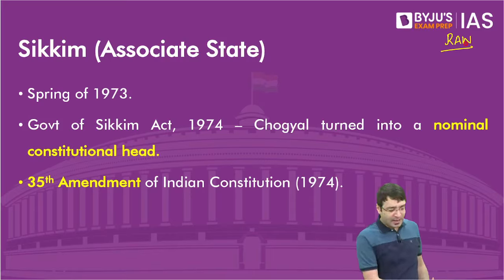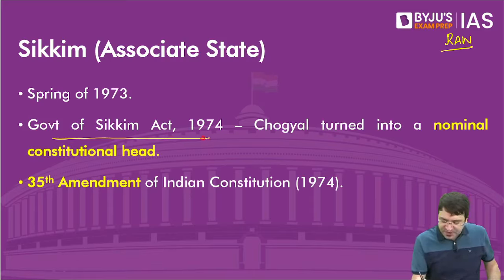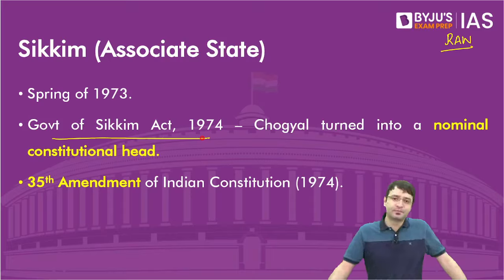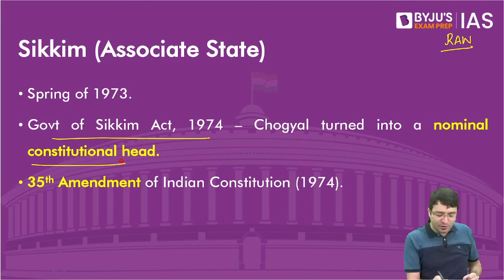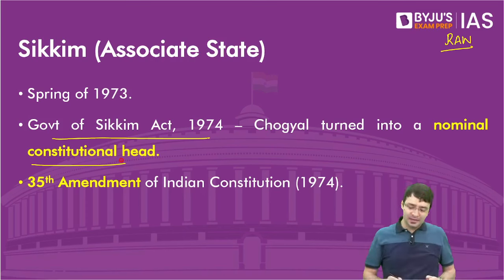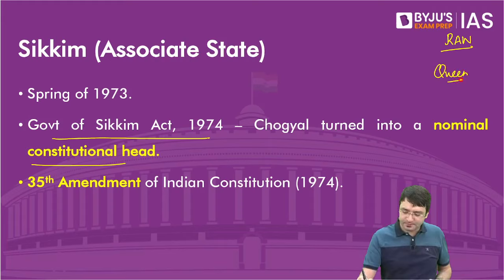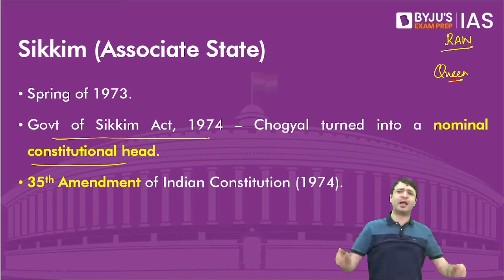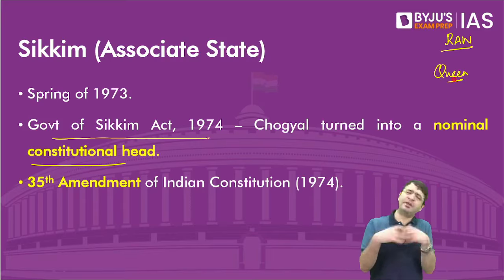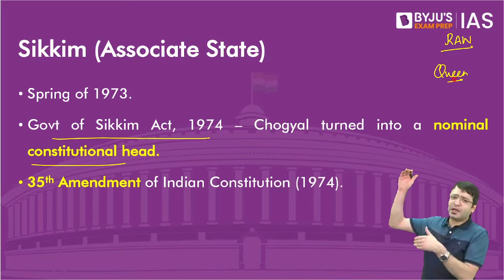They passed a law known as the Government of Sikkim Act 1974, under which this Chogyal, who had all the power, was turned into a nominal constitutional head, just like the Queen of England. In the sense that the real power will be with the Sikkimese parliament. The real power will be with the elected representatives of the people of Sikkim. Chogyal is now a ceremonial head. He's like the Queen of England without any powers. He's just a ceremonial figure, that's it.